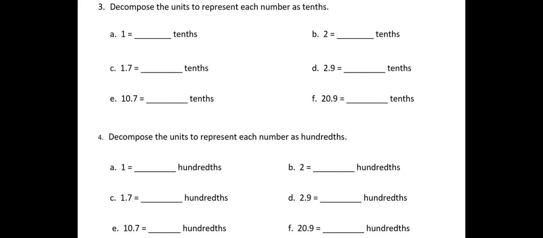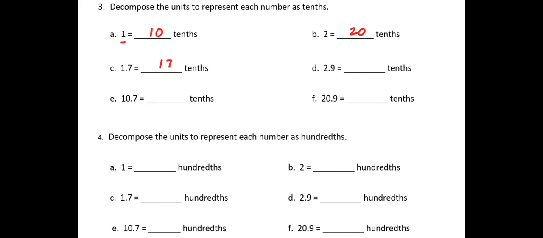In the last two sections, we'll decompose our numbers into tenths and hundredths. The first number I have is 1 whole. 1 whole is the same thing as 10 tenths. It takes 10 tenths to make a whole. Going across, I have 2 wholes. That means it takes 20 tenths to make 2 wholes. If I go to problem C, I have 1 whole and 7 tenths. Well, it takes 10 tenths to make 1 whole, and then 7 tenths to make 7 tenths, so altogether that's 17 tenths.